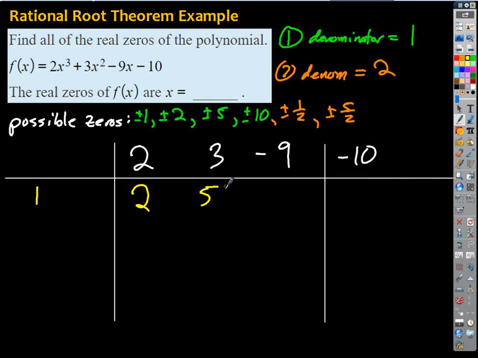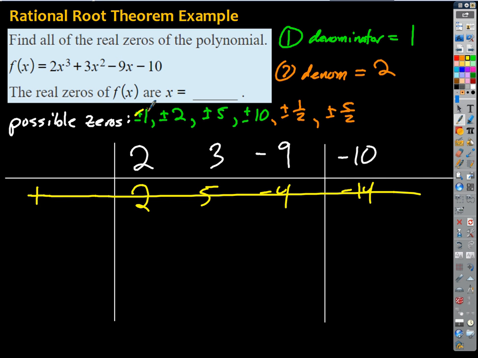Okay, so the next number below is a 5. 5 times 1 is 5, plus -9 is -4. -4 times 1 is -4, plus -10 is -14. I did not get a 0. So that one failed, so we can cross +1 off of the list. Okay, see how that works? And then we'd move on to another one.